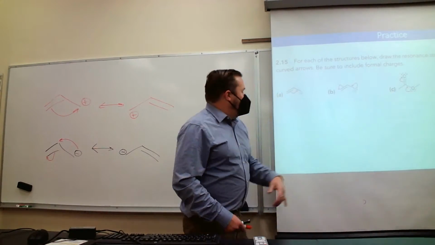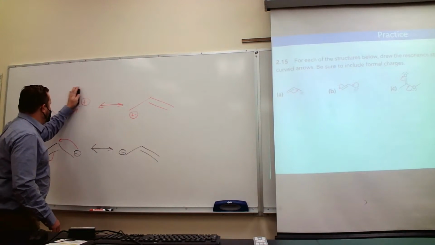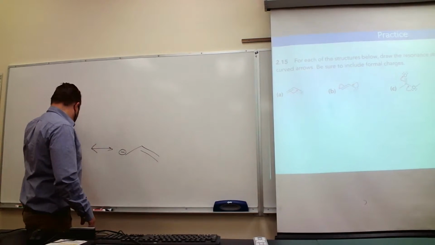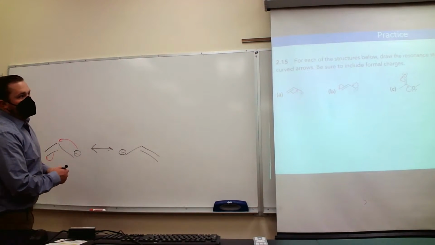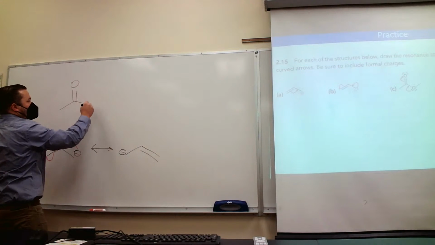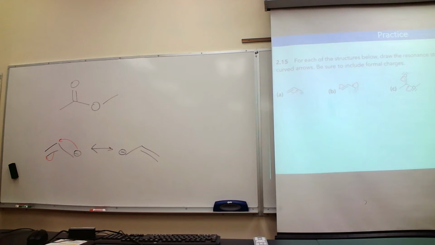Here we have an ester as the functional group. Again, I know the arrows are already drawn here, but just so you can see why the arrows are drawn where they are, because our next step is you guys draw the arrows yourself.